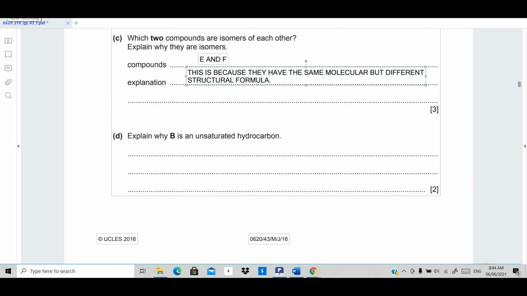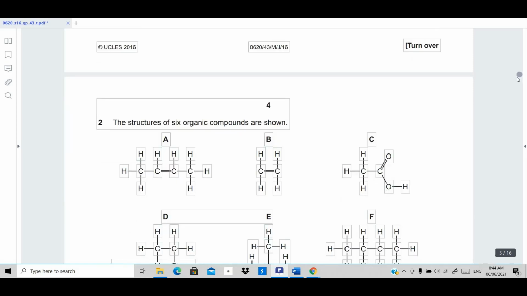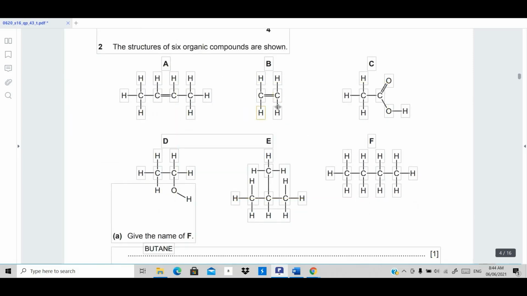Okay, moving on to part D. Explain why B is an unsaturated hydrocarbon. Let me just go to the structure of B. So B is an alkene. You can see here B is an alkene because it contains carbon-carbon double bonds. So we know its ending name is ene, and it contains two carbon atoms. So we know it's eth, so we can say the name of the organic compound B is ethene.